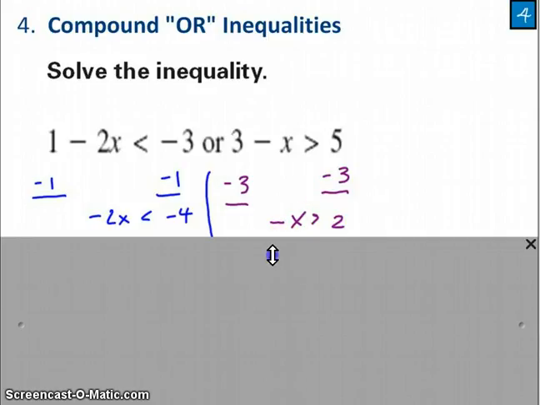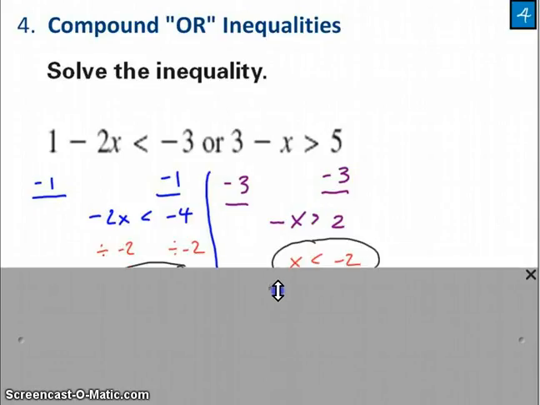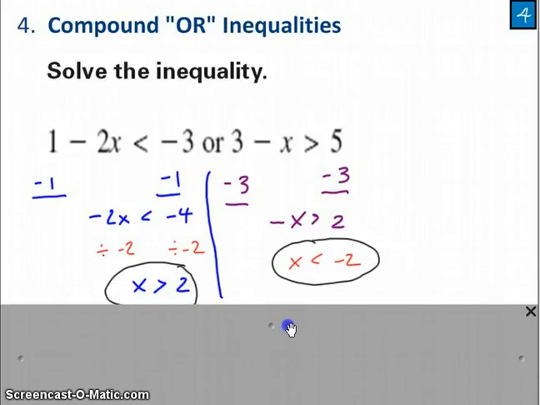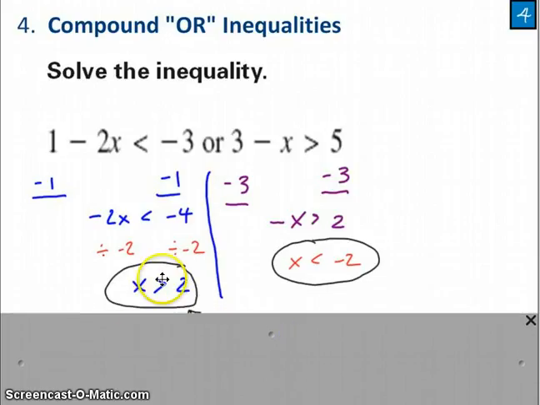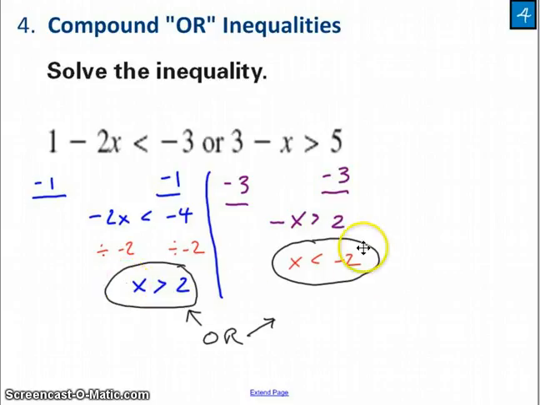Now on the left, I'm going to have to divide by negative 2, which means I'm going to have to change the arrow direction. On the right, I'm going to have to divide by negative 1, again changing the arrow. So on the left, that's the answer I end up with. X is greater than 2. On the right, I get x is less than negative 2.